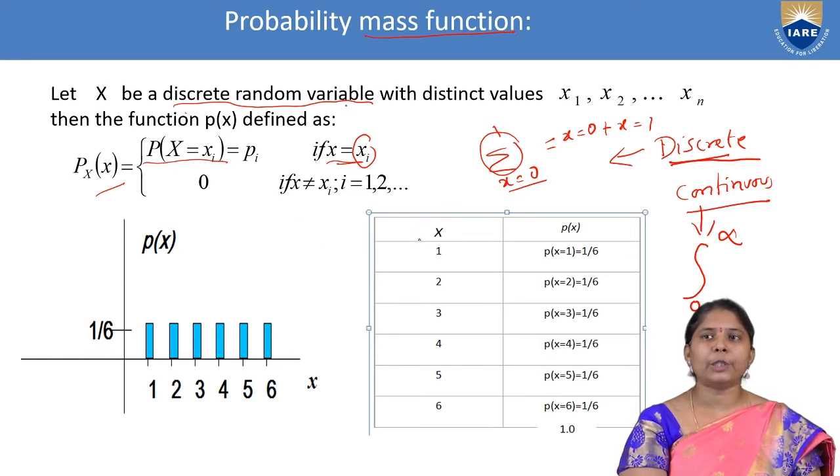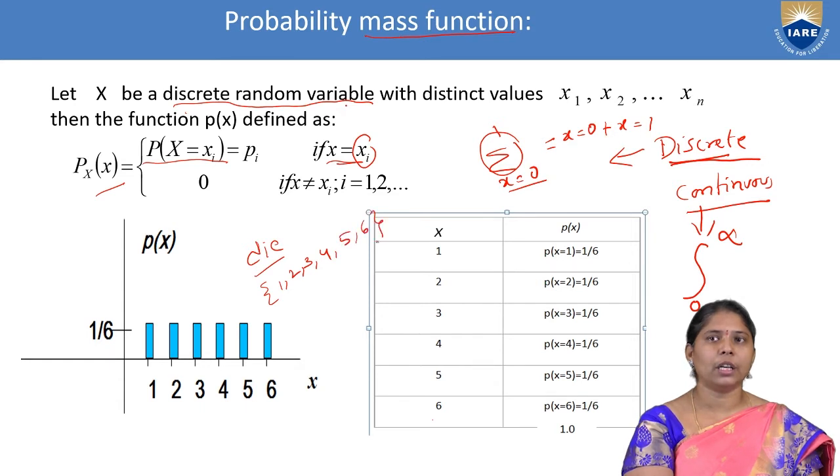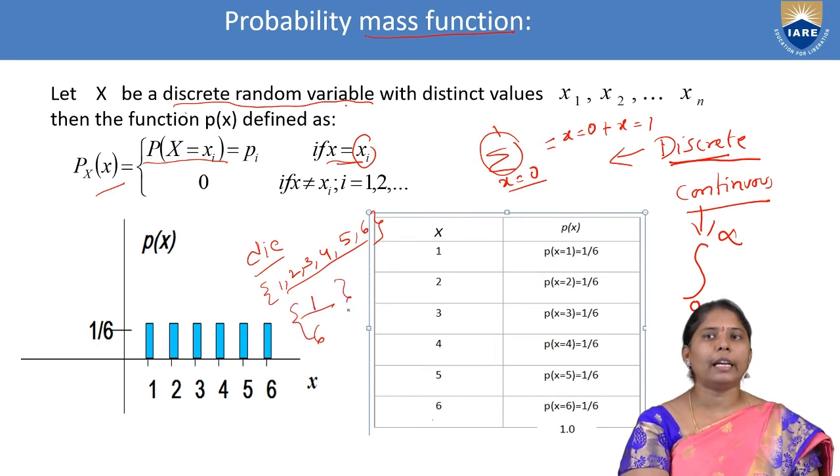Suppose in a die experiment, you have a cube die. It consists of numbers 1 to 6. So what are the outcomes of a die? It is 1, 2, 3, 4, 5, 6. So these are the outcomes. All are equally likely, that means any outcome can appear. So what is the probability? Total outcomes are 6, and what is the possibility of getting 1? 1 by 6. All are equally likely. So the probability for the die experiment is 1 by 6.